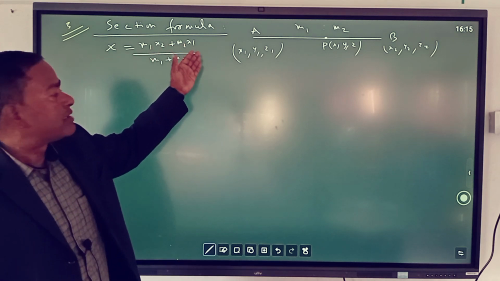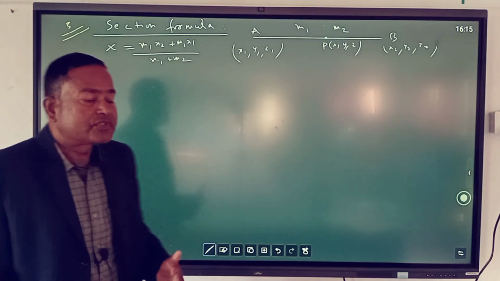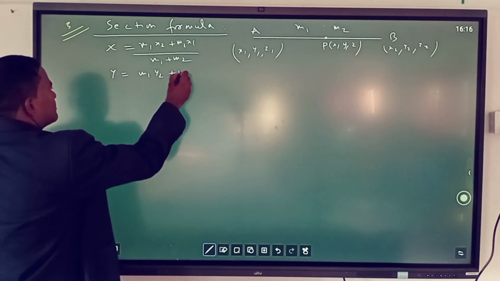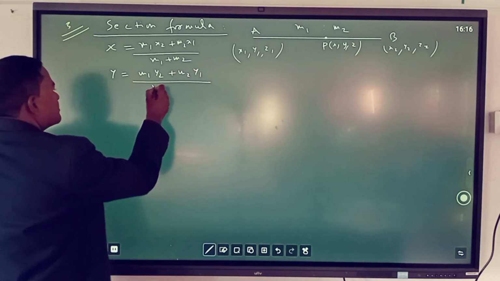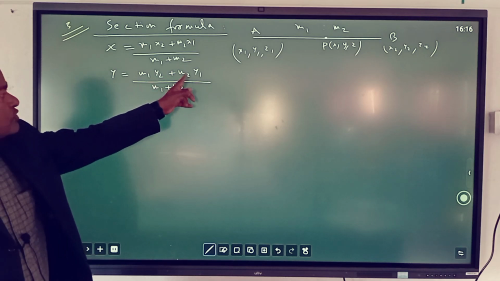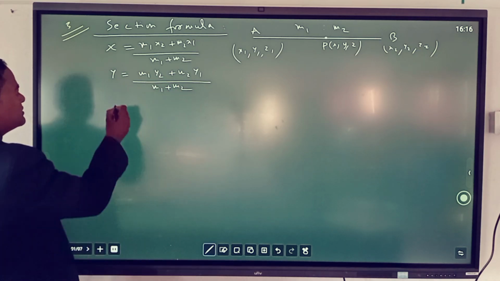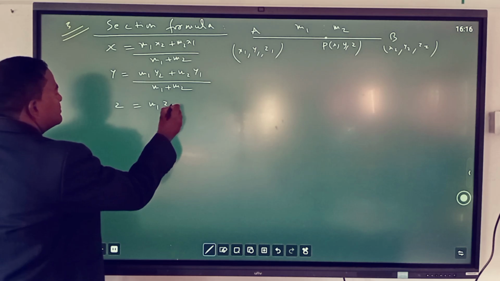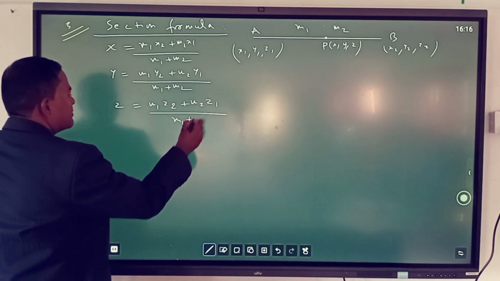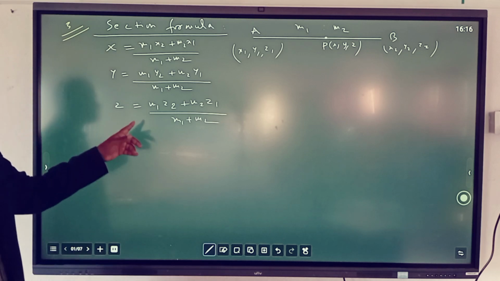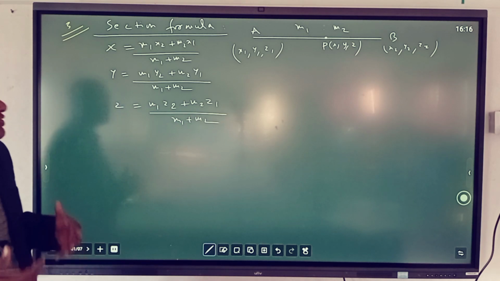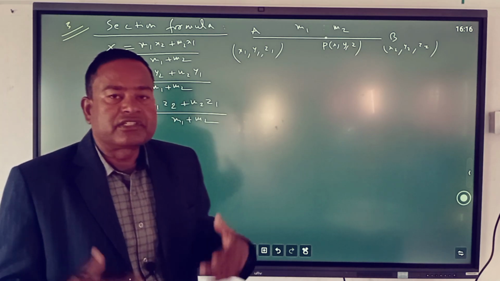Now according to the section formula, x will be equal to m₁x₂ plus m₂x₁ divided by m₁ plus m₂. Y will be equal to m₁y₂ plus m₂y₁ divided by m₁ plus m₂. And z will be equal to m₁z₂ plus m₂z₁ divided by m₁ plus m₂. So this is the section formula for internal division.